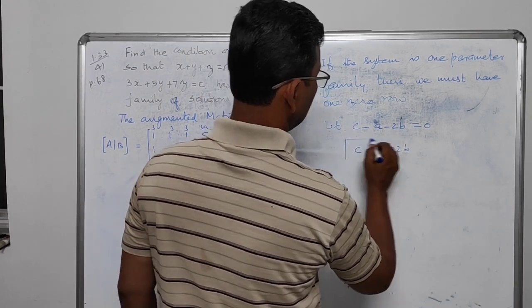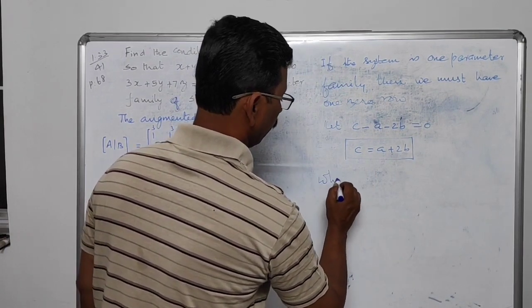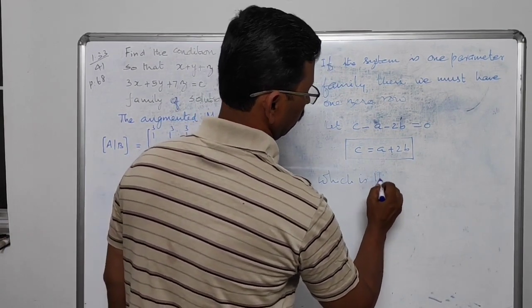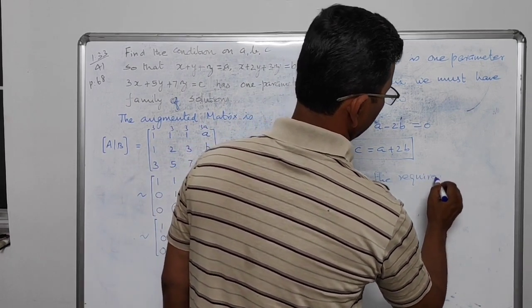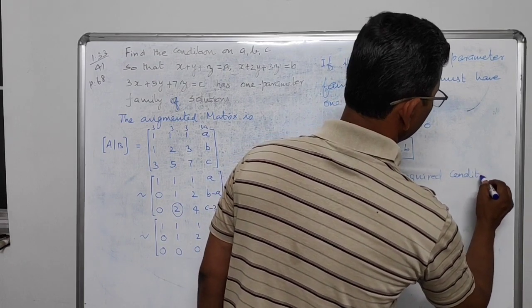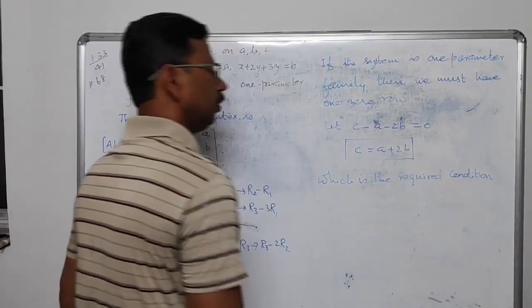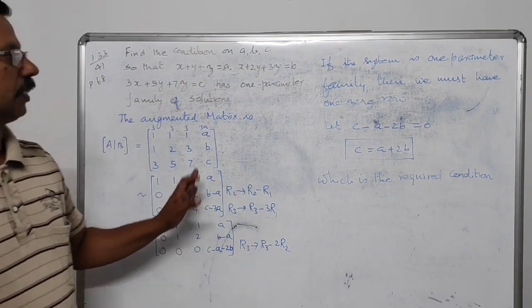Now, this is the required condition for the system to be a one parameter family. Okay. Likewise, we try to do all these problems.